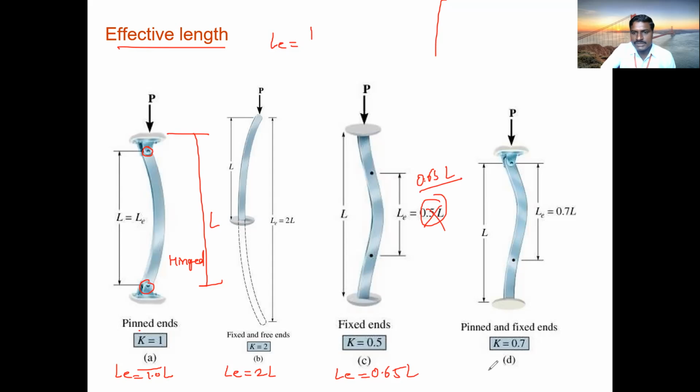And actually this is also 0.8 L. This is also wrong. 0.8 L. So this is given on page number 44, IS 800:2007. Go to page number 44. On page number 44 of IS 800:2007, all the effective lengths are given for each boundary condition.